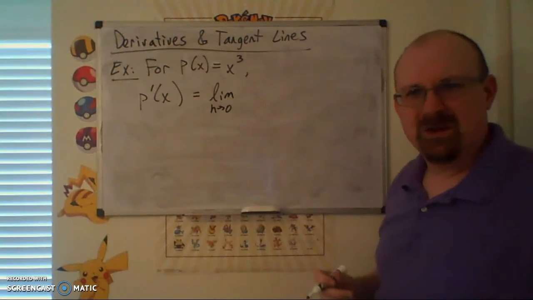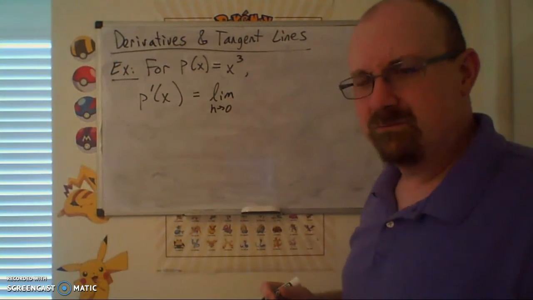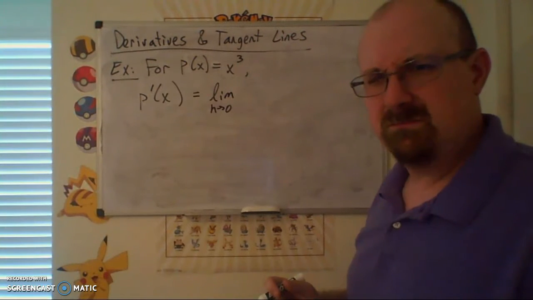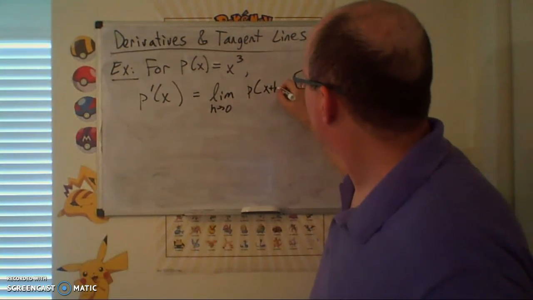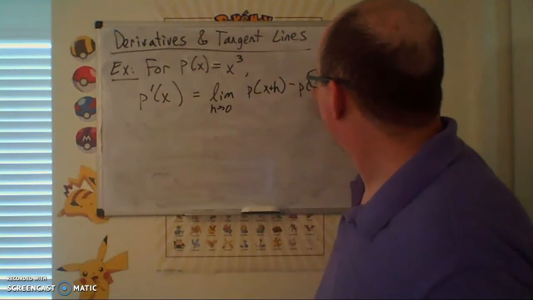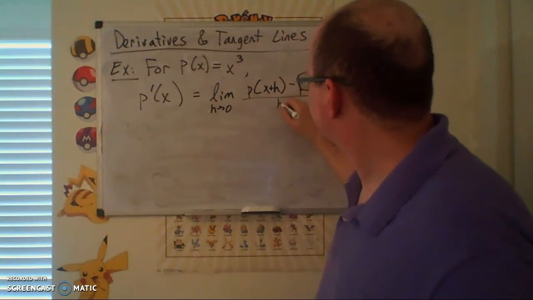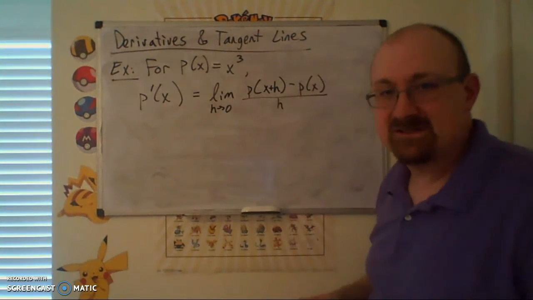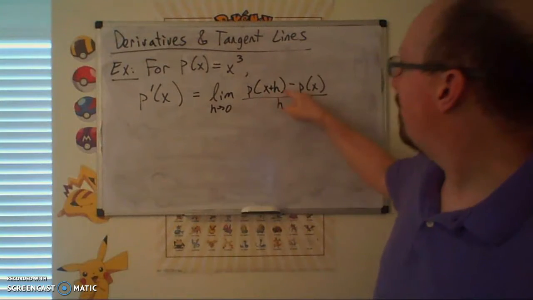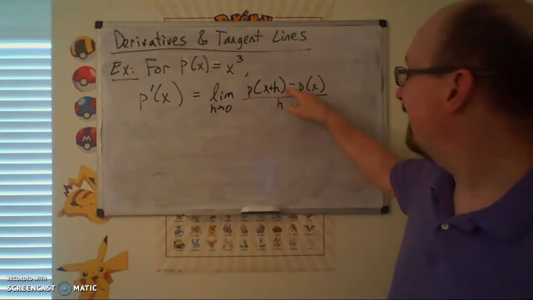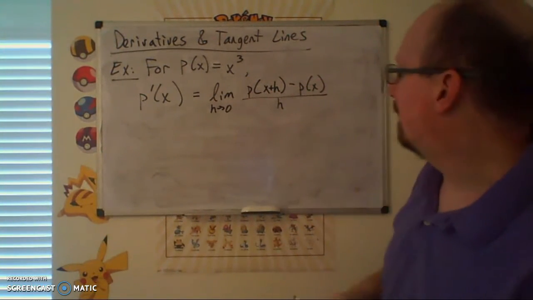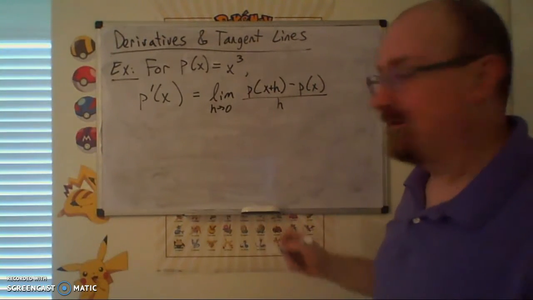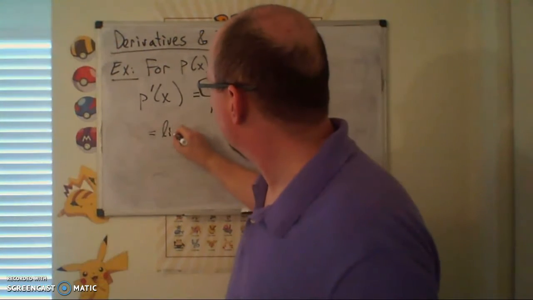That's one of the tricks of doing something live like this, well, live-ish. Anyway, so p prime of x looks like the limit as h approaches 0 of this difference quotient thing, p of x plus h minus p of x all over h. All right, so now we just kind of fill in the blanks like we did before.